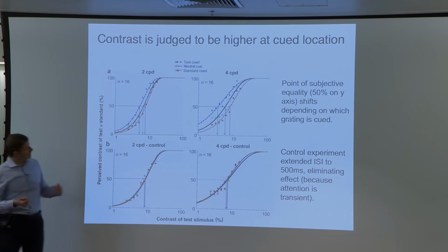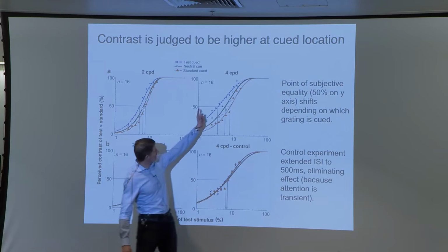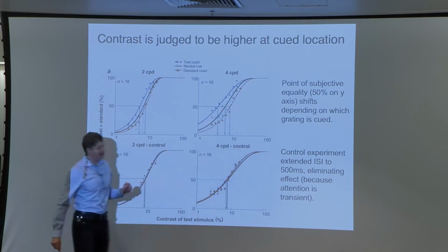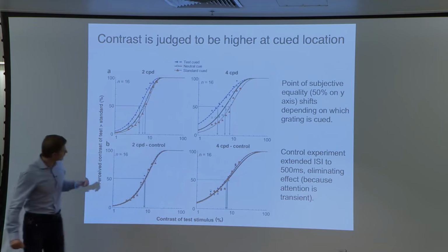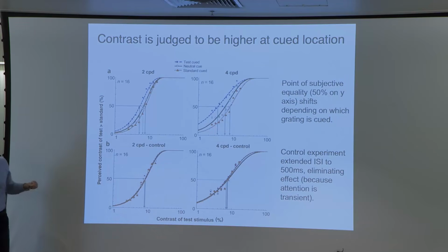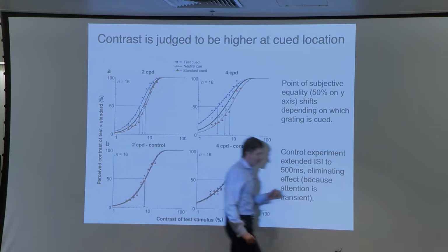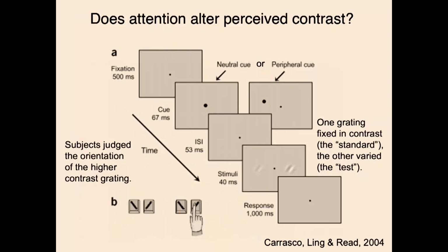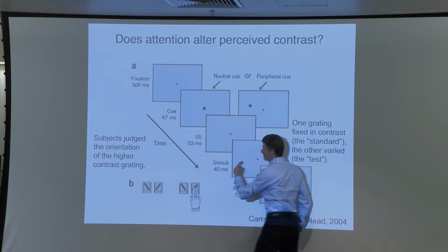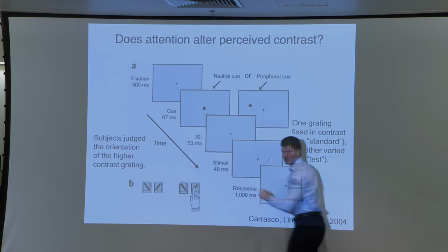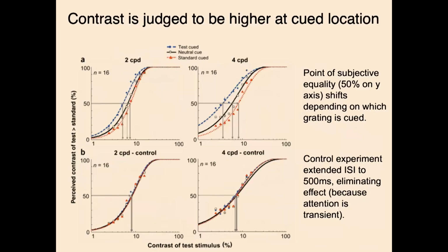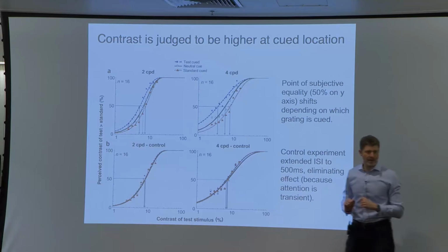This other graph here is just the exact same thing at a different spatial frequency. CPD is cycles per degree. So this is essentially just a replication. And then the bottom curves here are a control experiment where the interstimulus interval, or ISI, the time interval between the cue and the stimulus, is changed. In the graphs we were just looking at, that was pretty short, like 53 milliseconds. In this control experiment, it's extended to 500 milliseconds. And there you can see the effect goes away.